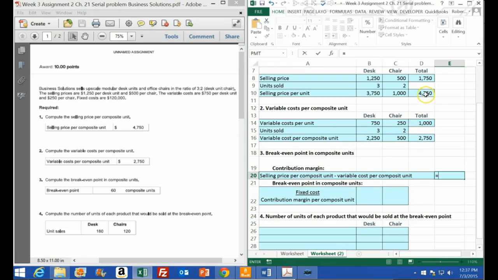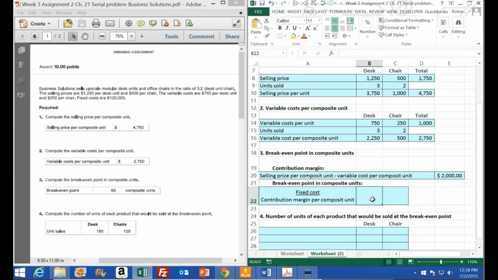So the selling price now for the entire unit, the 3 desks and the 2 chairs within a composite unit, is 4,750 minus the variable cost, the cost that changes in relation to the number of units sold in a constant way, which is the 2,750. So that means we're basically coming away with 2,000 per unit after variable costs. Now we can think about how many composite units we need to sell in order to break even, meaning in order to cover our fixed costs, such as the rent or something of that nature.